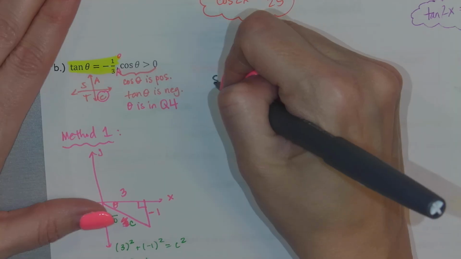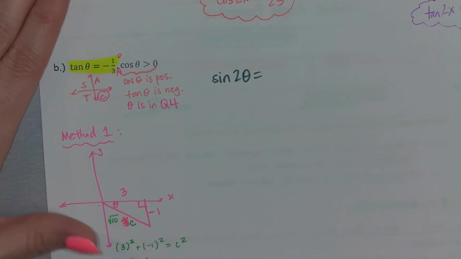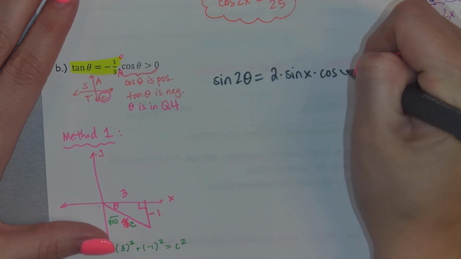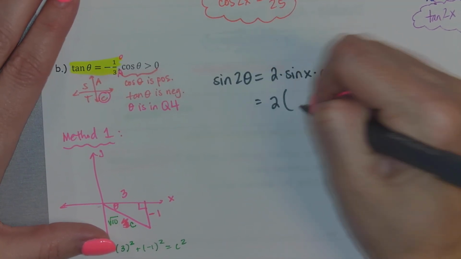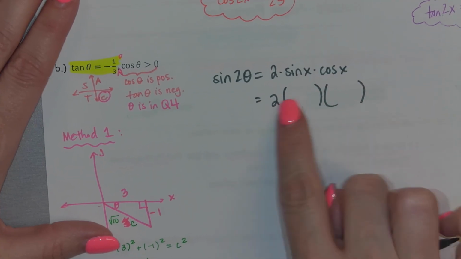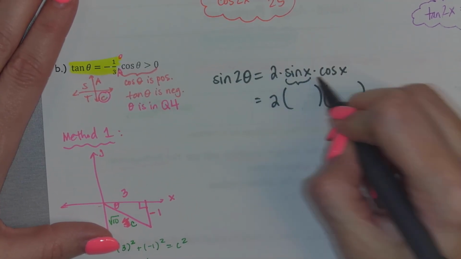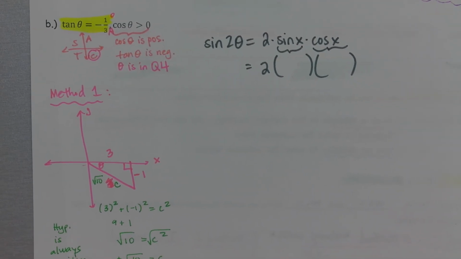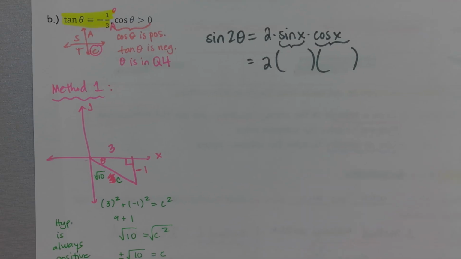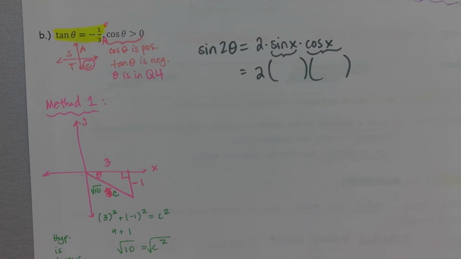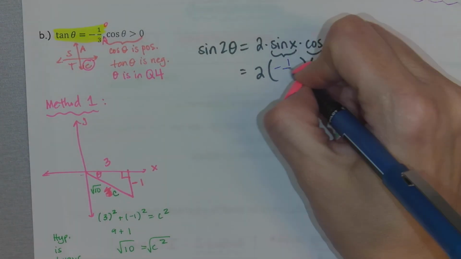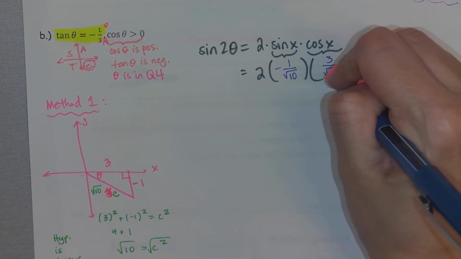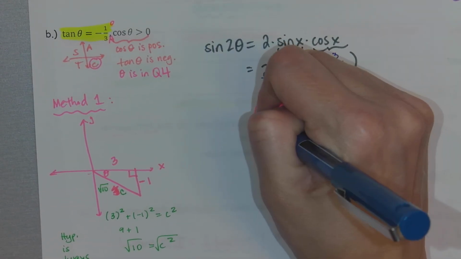Okay, so the first thing we're going to do is the double angle for sine. So the double angle for sine is 2 times the sine of x times the cosine of x. Remember, the sine of x and the cosine of x, you are plugging it in for this whole thing. Okay, you're not plugging it in for just x. So for the sine, if you do -1 over root 10, and for the cosine, if you do 3 over root 10, you are going to get the radicals to cancel.